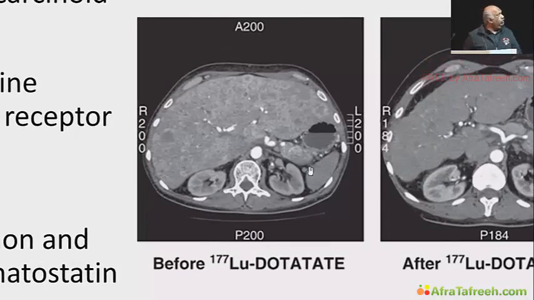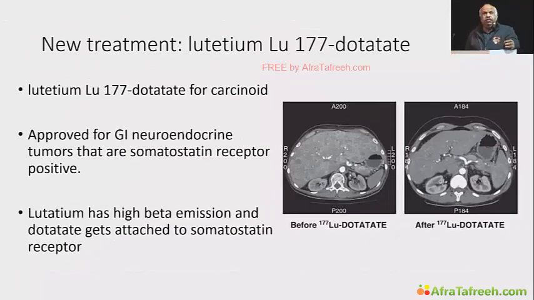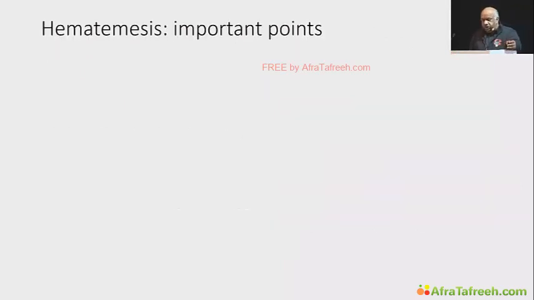Here, you see, these are liver secondaries of carcinoid. Impossible to do studies, so many secondaries. The liver is studded with secondaries and secondaries and secondaries. And this is after treatment with lutetium-177. So this is a new treatment: lutetium having beta emission, dotatate gets attached to the receptor, takes the lutetium to the tumor, and the tumor is destroyed.